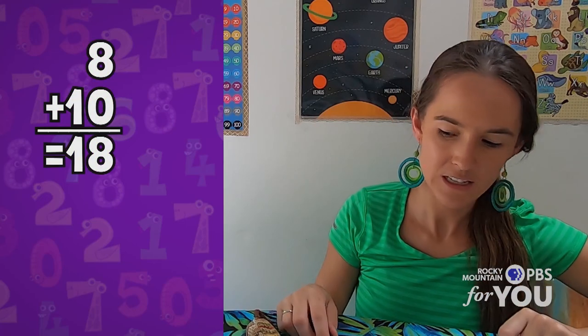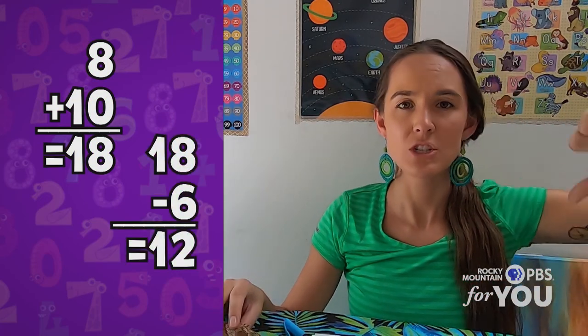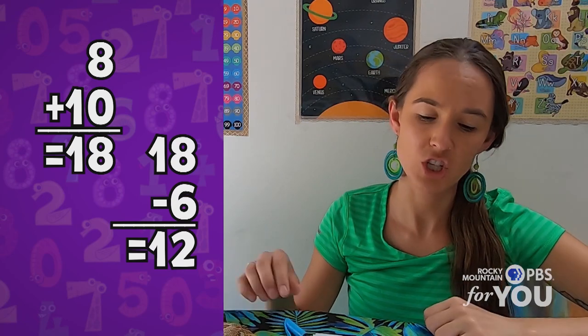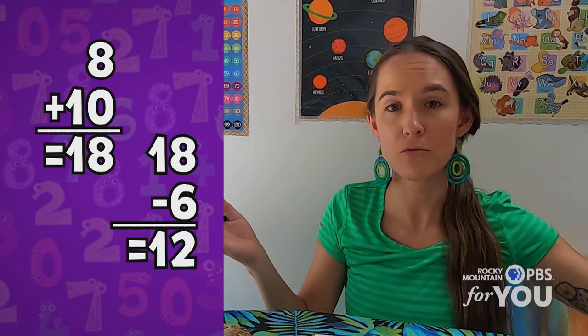We had 8 plus 10 is her total toys, and then we had to subtract 6 because she broke them. How many toys does Esme have left? 12. There are 12 that she can still play with. That should be plenty of toys for one cat.